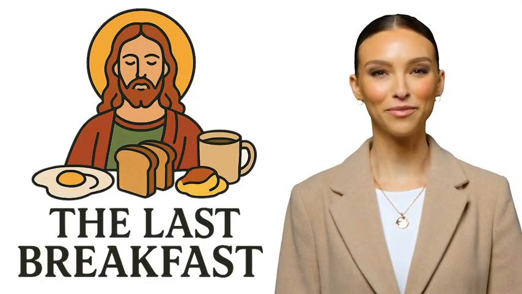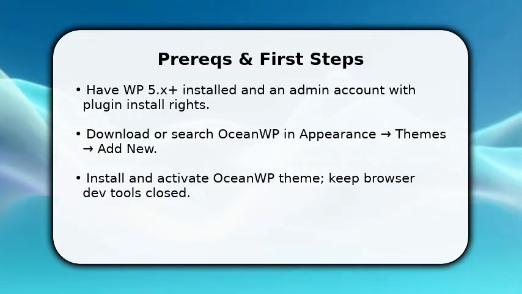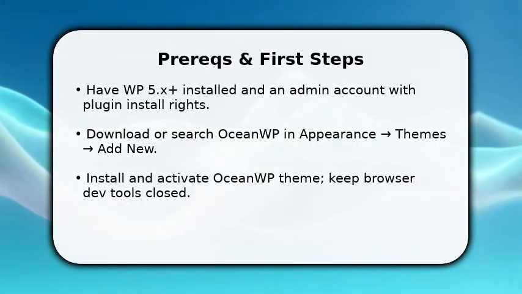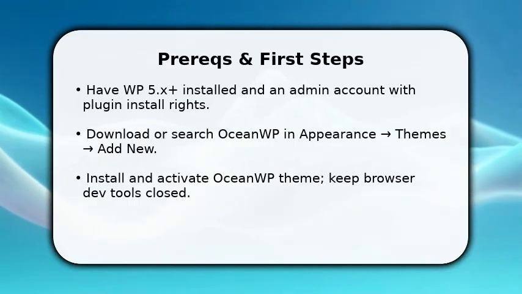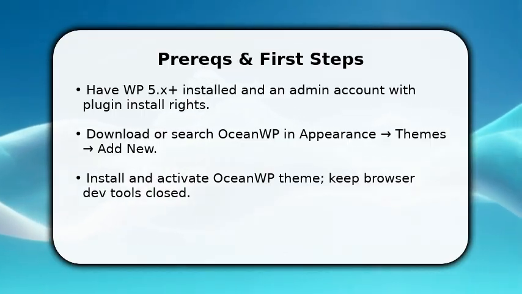Please enjoy the video. You start by confirming WordPress 5.x or later, and an admin user. This ensures plugin and theme installs work. Once done, go to Appearance, then Themes, then Add New, and search OceanWP. That step fetches official files. Click Install, then Activate to load the theme.